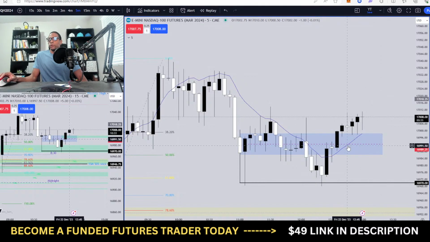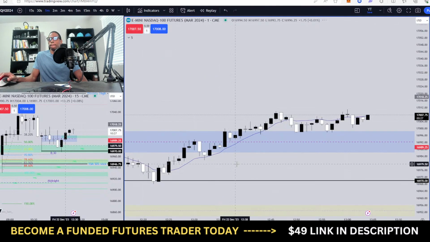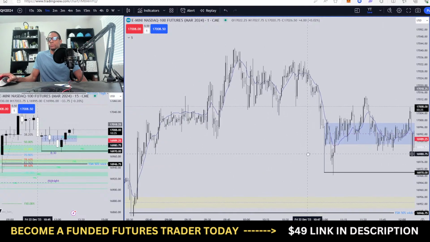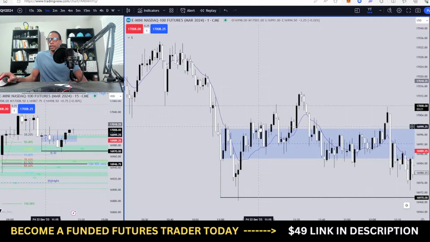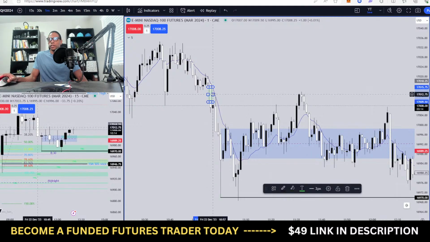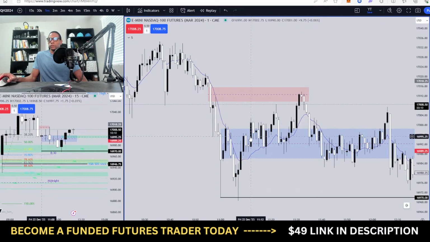Okay, so this blue area here is a breaker that I drew up this morning. I believe I drew it from the 1 minute. Yep, so it was a 1 minute breaker. So the trade I took earlier, there was a fair value gap here. And I took the trade off the 50% of the breaker sometime this morning around this point.